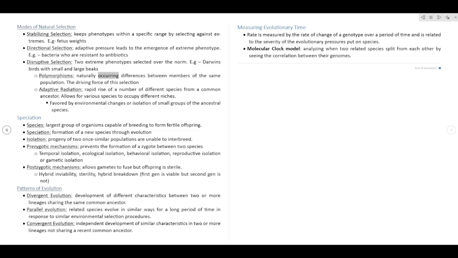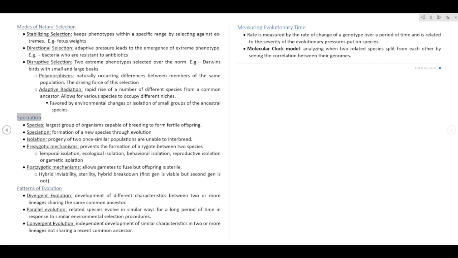Polymorphisms are naturally occurring differences between members of the same population. They are the driving force of this selection. Adaptive radiation is the rapid rise of a number of different species from a common ancestor. It allows various species to occupy different niches. It is favored by environmental changes or isolation of small groups of the ancestral species.